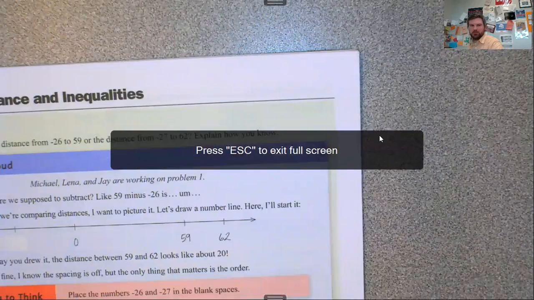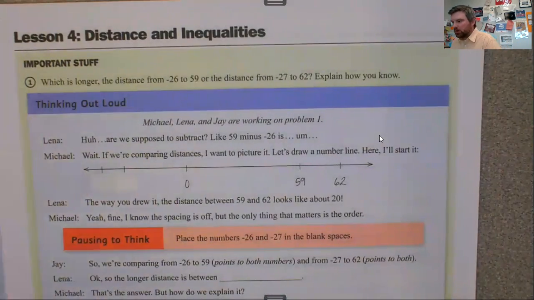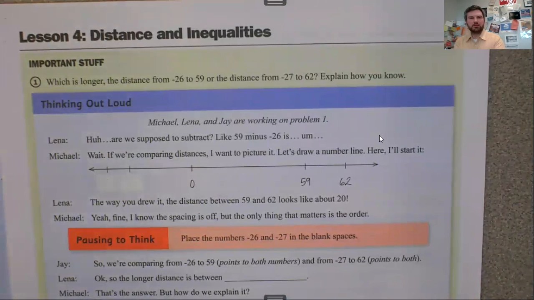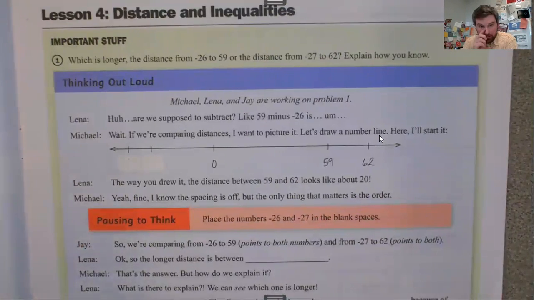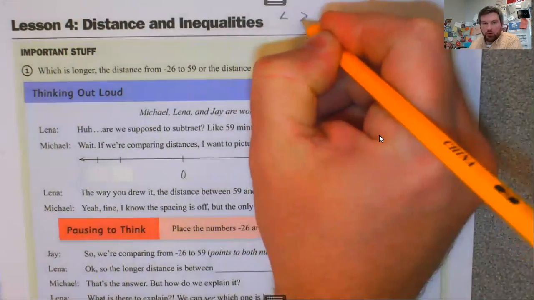All right, welcome back. We're going to start on lesson 4, which is on page 17 of our workbook. So here on page 17, we're going to start the 4th lesson, and the 4th lesson is over distance and inequalities. So with this, we're going to start looking at some further distances, and inequalities is just a range of values. So that's talking about the less than or greater than symbols.